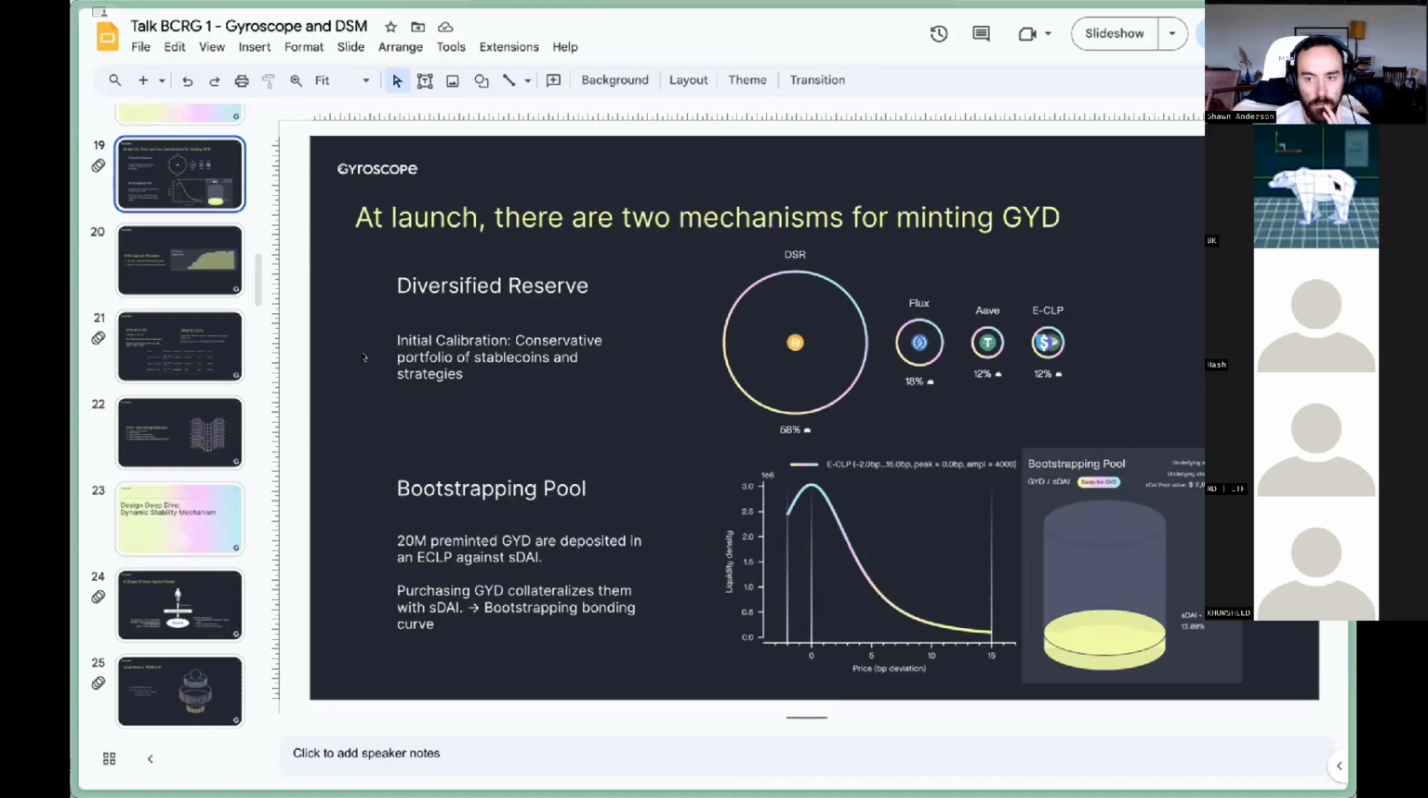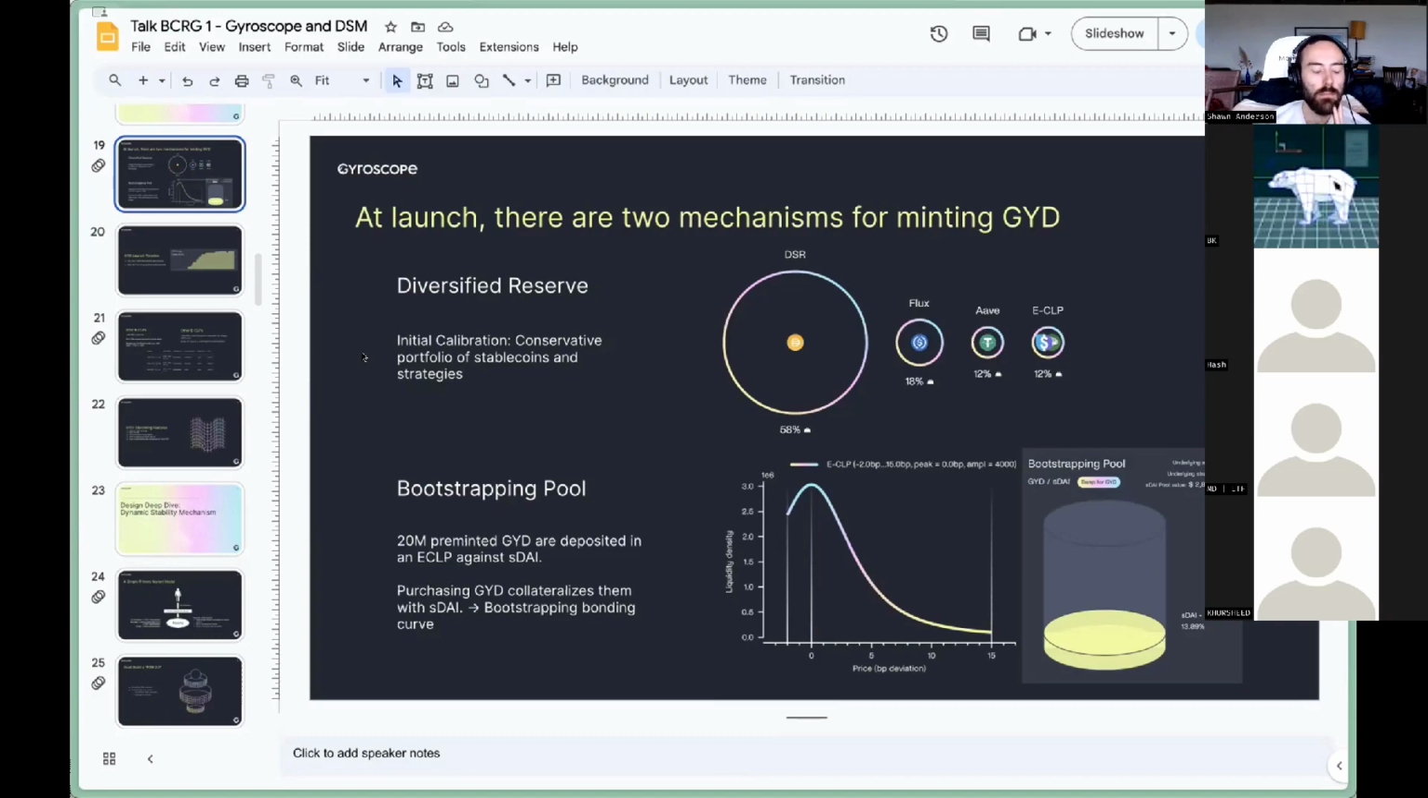I was just curious if the bootstrapping pool, so if I put sDAI in and then mint GYD from the pool, is it different from putting sDAI into one of the baskets and it basically rebalancing the reserve collateral? So if I put in 1 million sDAI, then it would turn it into 30% sDAI, 30% Frax, etc. But the GYD would then be backed by all of them, or does it not really have that? I guess that's what you're going to talk about with the dynamic stability mechanism as well.